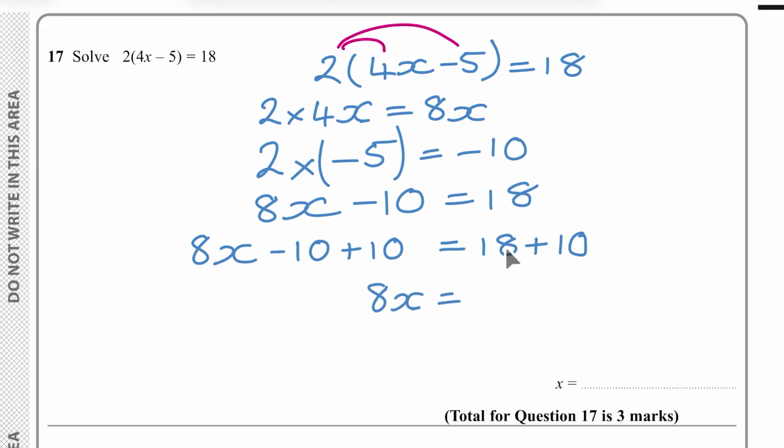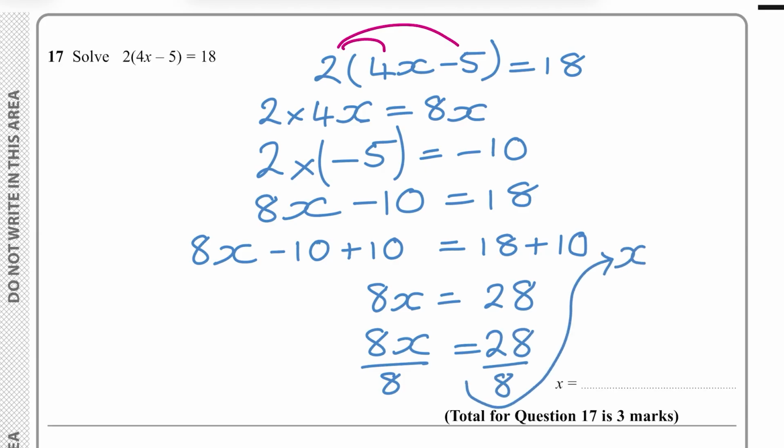And then over here, you've got 18 plus 10. 18 plus 10, that gives you 28. And now you've got to show you're dividing by 8. So you're going to do 8x divided by 8 equals 28 divided by 8. X equals 28 over 8. X equals 3 whole ones and 4 eighths, which cancels down to a half.